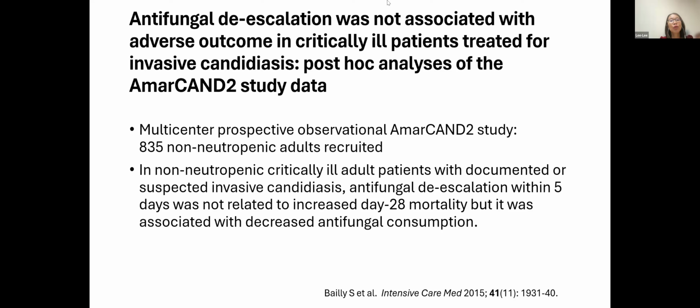This is the MR-CAN2 study data, a multi-center prospective trial, again looking at the step-down treatment among non-neutropenic patients in ICU. The conclusion of the study shows that in non-neutropenic critically ill adult patients with documented or suspected invasive candidiasis, antifungal de-escalation within 5 days was not related to increased 28-day mortality, but it was associated with decreased antifungal consumption, meaning that we save some of the antifungal agents that are used unnecessarily, based on the DDD.